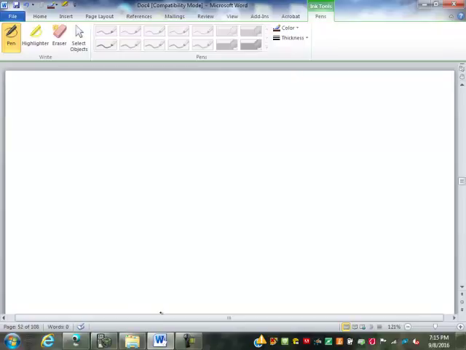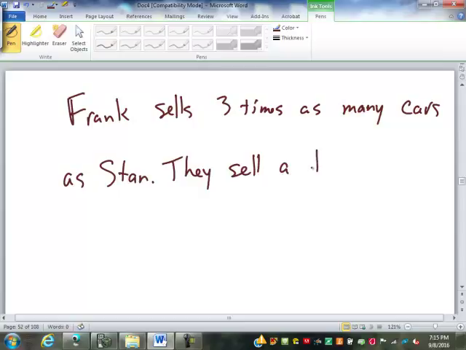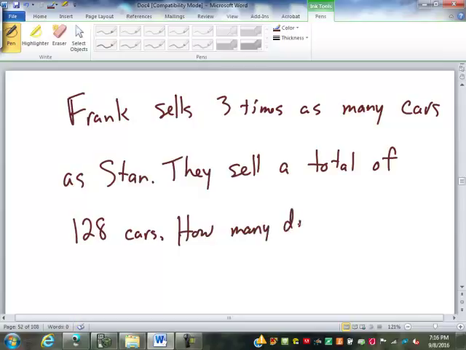Those simpler questions like that are often more difficult than the more difficult ones. For example, let's look at something like this. Frank sells 3 times as many cars as Stan. They sell a total of 128 cars. How many did each sell?